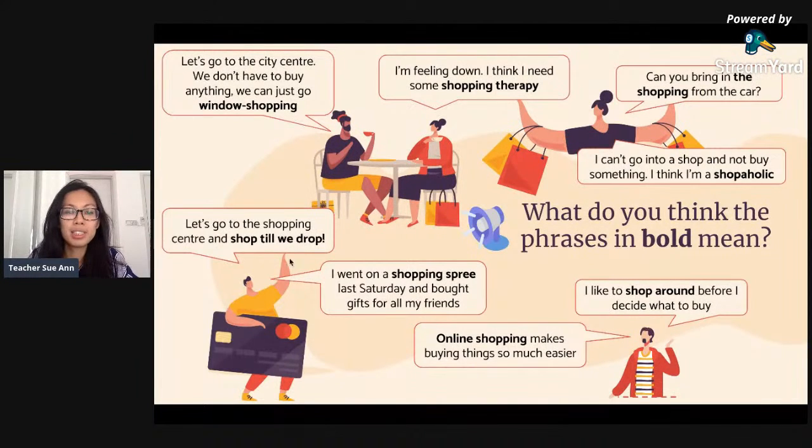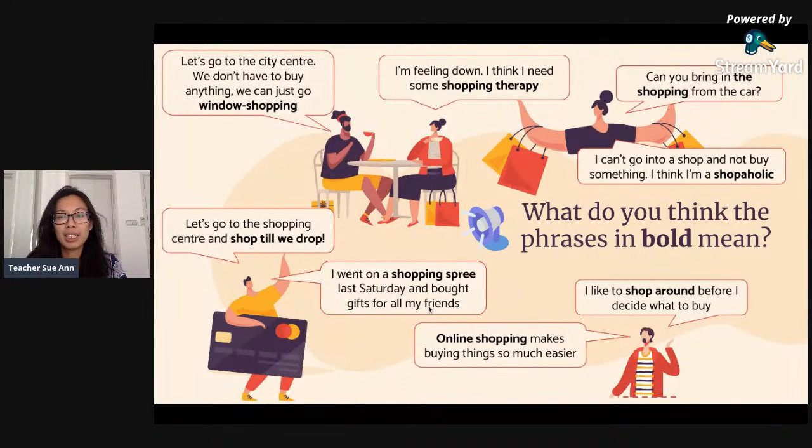And let's look at the second one. Let's go to the shopping center and shop till we drop. Shop till we drop. What does it mean? Can think about it. Okay, if you drop, what do you mean you drop? All right, it means that you shop so much until you're so tired that you drop onto the floor. All right, something like that, right? So you shop until you're super tired.